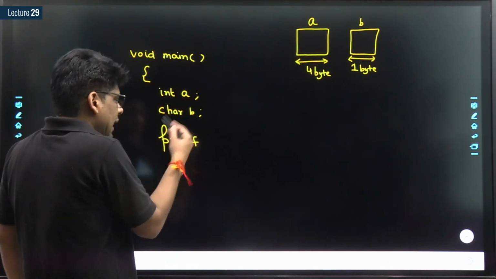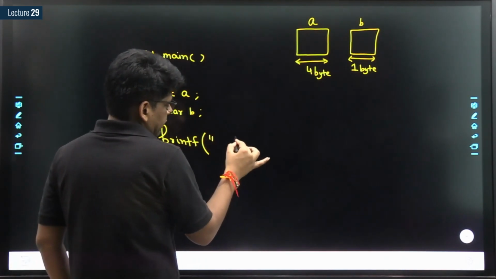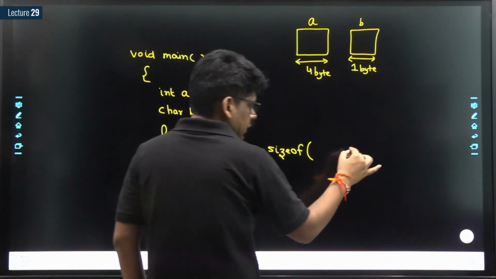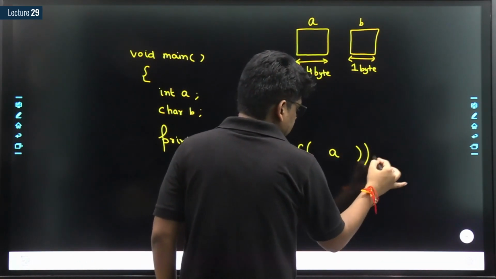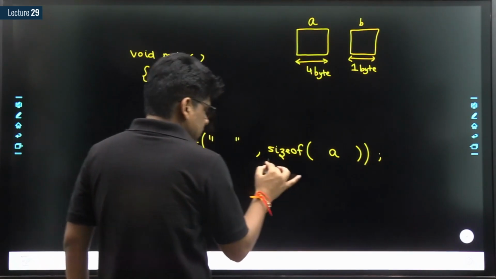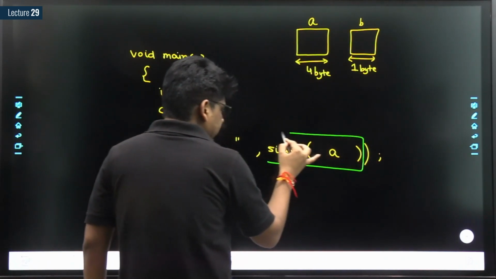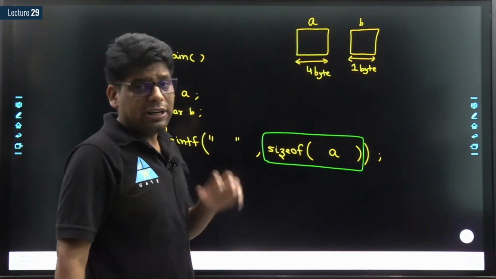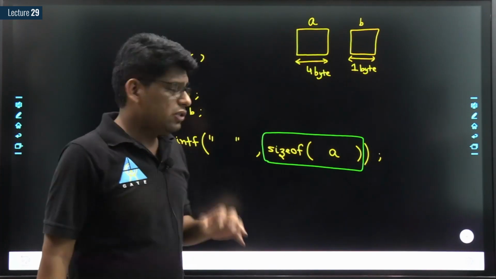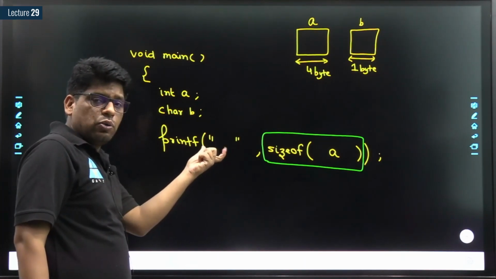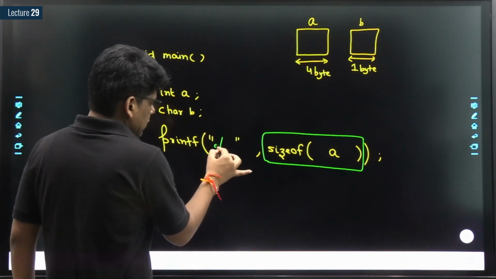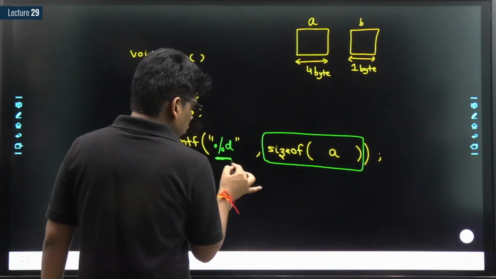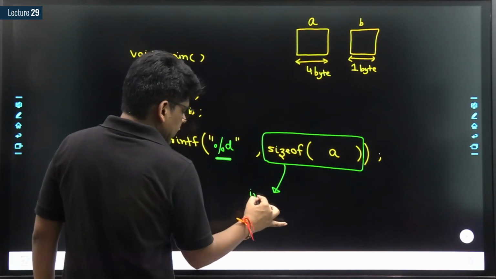Okay, sir. Then how can I ask, sir, printf? Directly you can use sizeof variable a. See, try to understand. Sir, what does it return? It will return the size of variable a. What is the size of variable a? 4. What type of data is 4? Sir, integer. That's why what format do I need to print here? Sir, you need to write the format %d. Why? Because sizeof returns an integer.